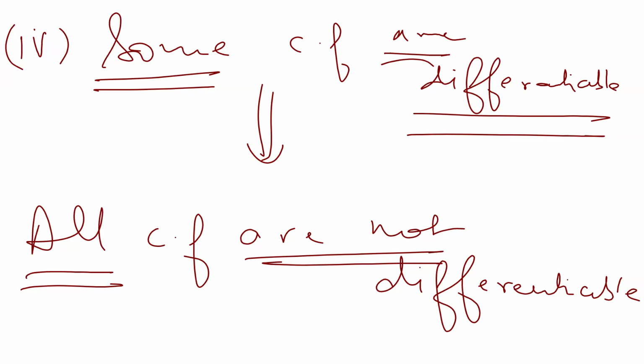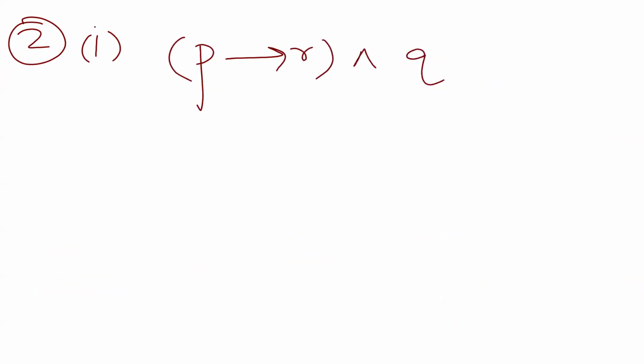Question number 2, sub question 1. So this is the statement. I hope you're reading the question from the textbook and your textbook is open in front of you. P implication R and Q. You have to negate this.